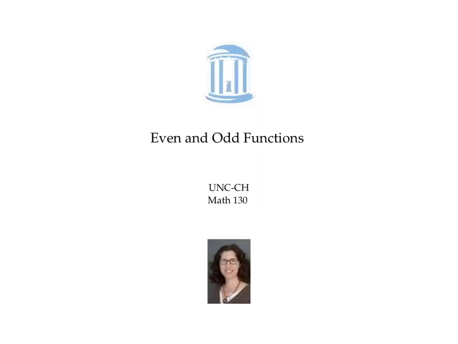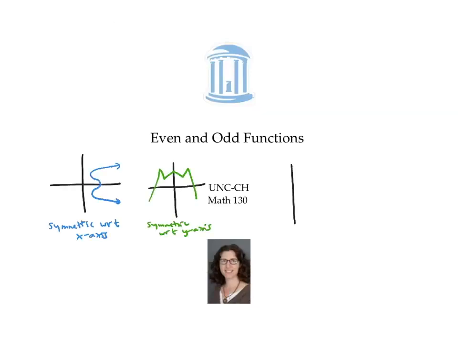In this video, we talked about symmetry with respect to the x-axis, symmetry with respect to the y-axis, and symmetry with respect to the origin. Functions that are symmetric with respect to the y-axis are even functions, and functions that are symmetric with respect to the origin are odd functions. There's no word for functions that are symmetric with respect to the x-axis, and that's because if your graph is symmetric with respect to the x-axis, it's not going to be a function.